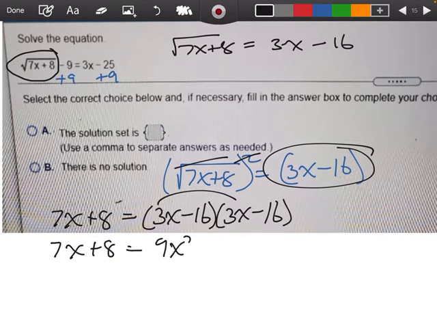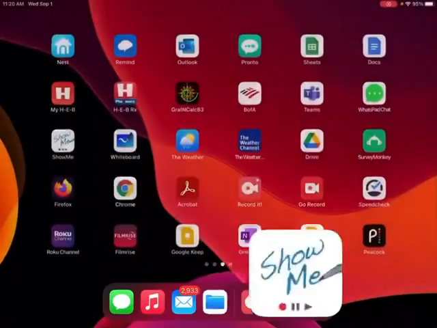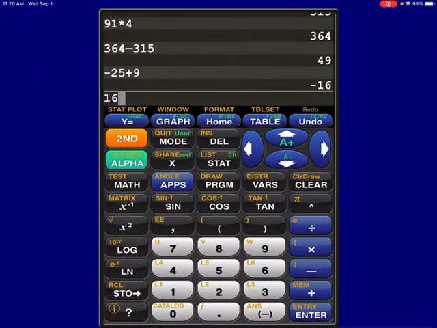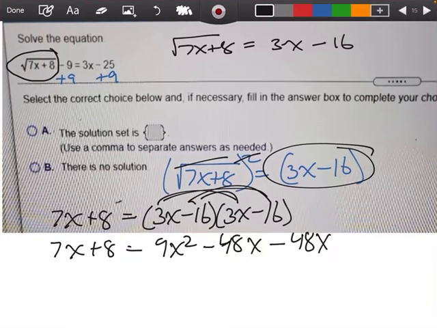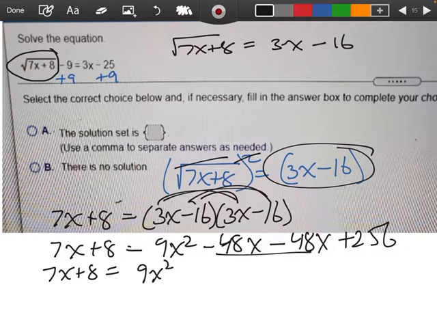That's a 9x squared. 3 times negative 16 is a negative 48 with an x, and negative 16 times 3 is another negative 48 with an x. Negative 16 times negative 16, what's 16 squared? 256, and it's positive because a negative times a negative is positive. So now we have 7x plus 8 equals 9x squared minus 96x plus 256.